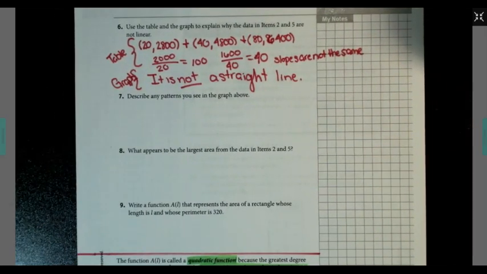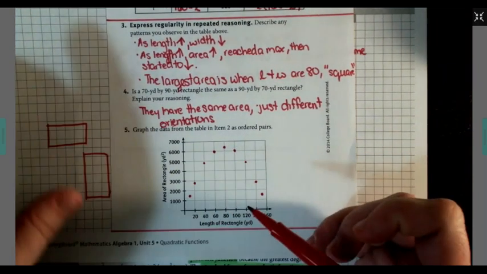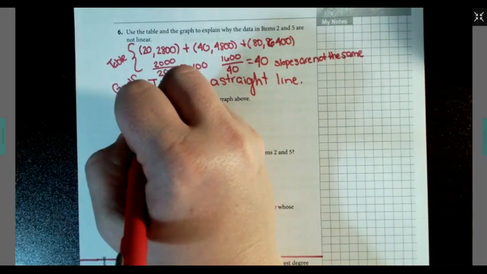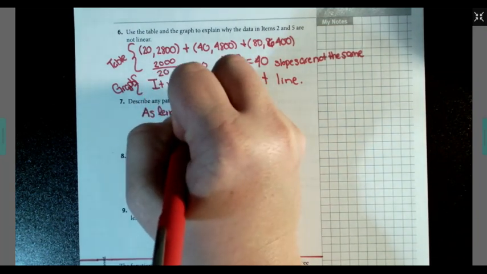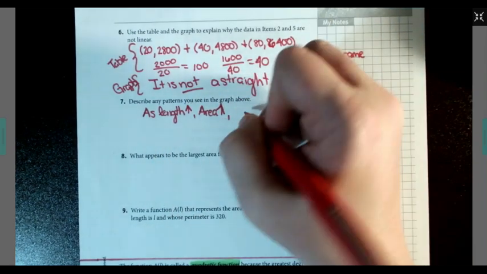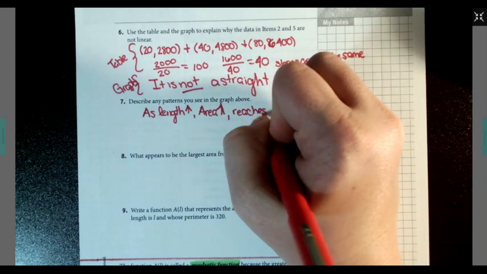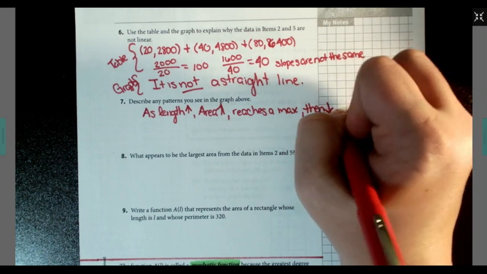Describe any patterns you see in the graph. Well, it looks to me like we have this curve. We've increased and then suddenly we start decreasing after we hit a max. As length increases, area increases, reaches a max, then decreases.